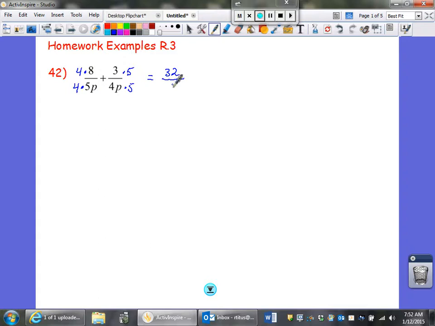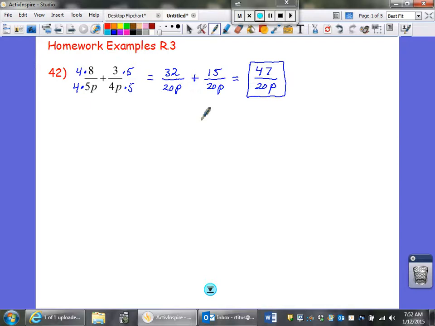This is 32 over 20p plus 15 over 20p, which equals 32 plus 15, which is 47 over the common denominator of 20p. And this one is reduced. You can't reduce a 47, that's for sure, and that completes number 42.